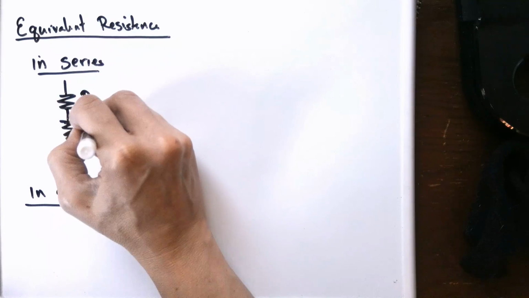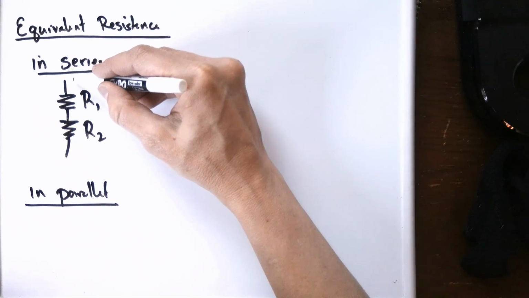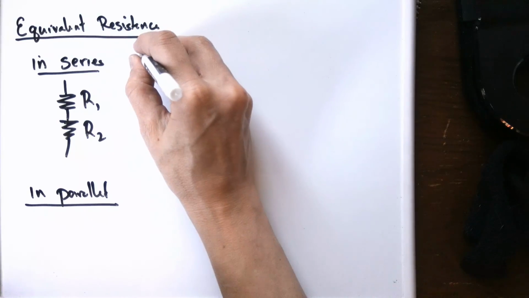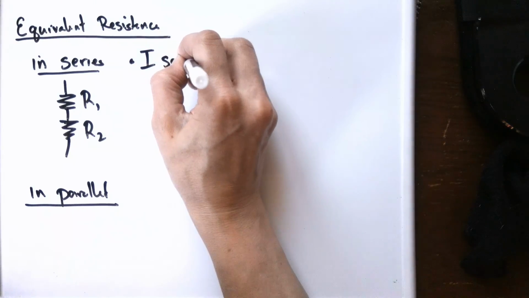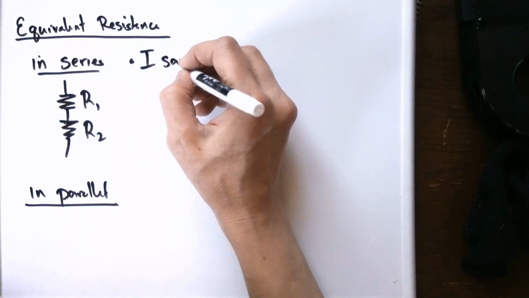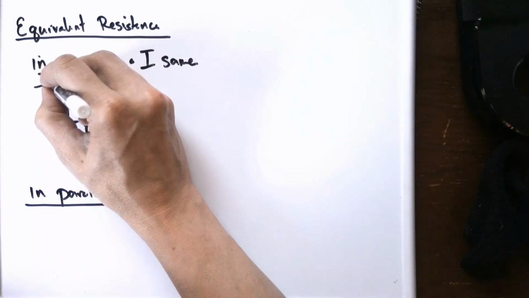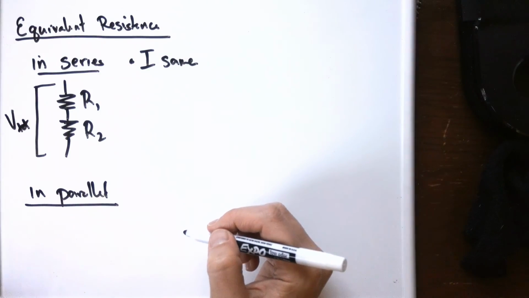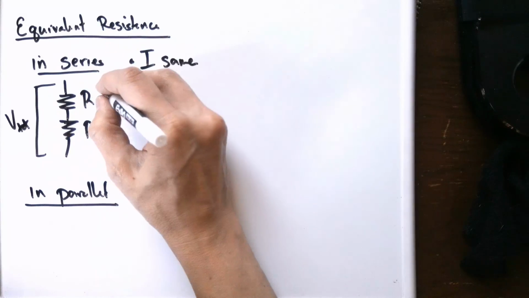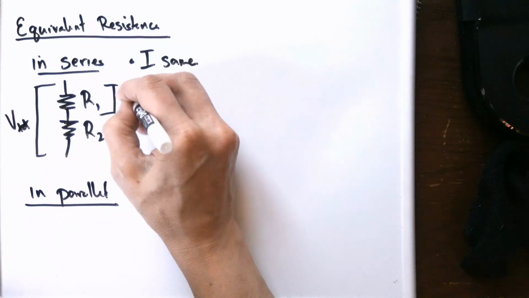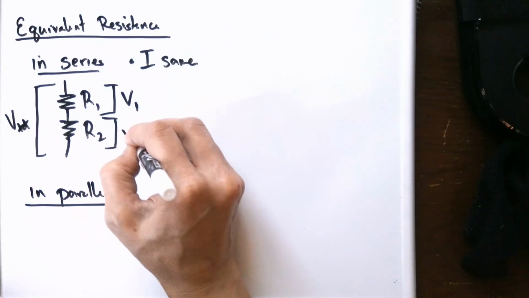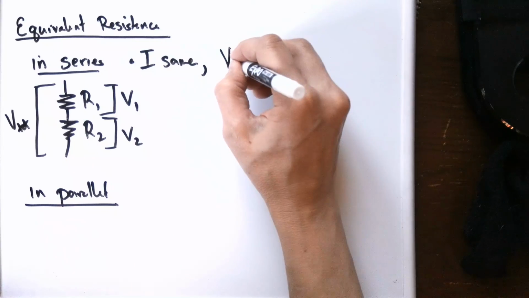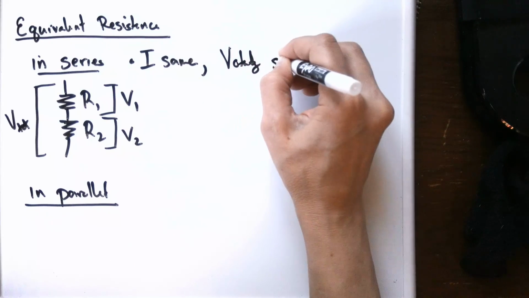So you've got R1 and R2, and if the current goes through R1, it also has to go through R2. So the first thing to note is in series, current is the same. And then if you want to find the voltage across them both, that would be the total voltage drop here, well, the voltage across the whole thing is going to be the voltage drop across the first resistor plus the voltage drop across the second resistor. So the current's the same, but the voltages add.